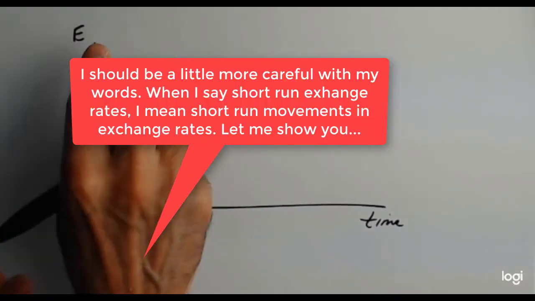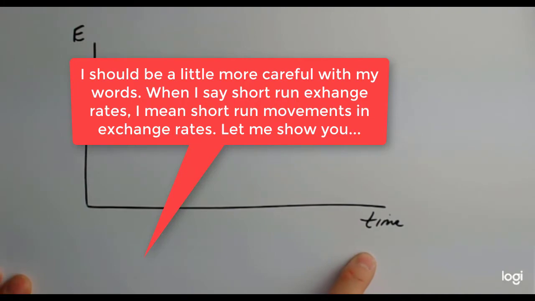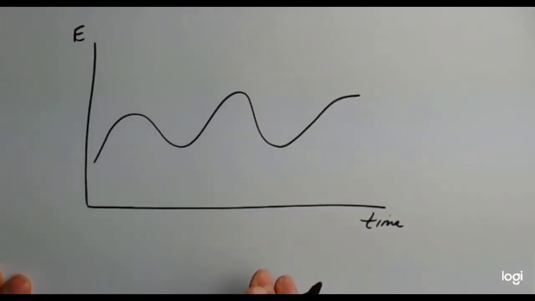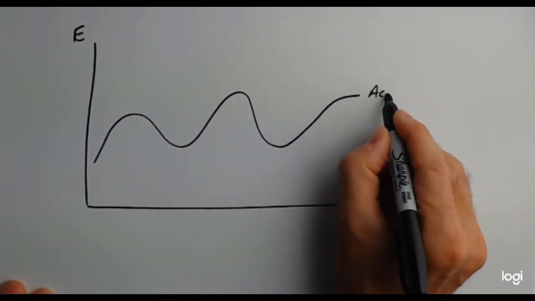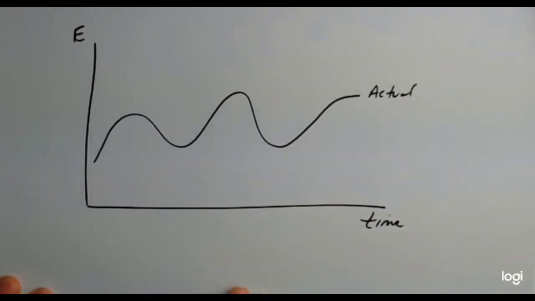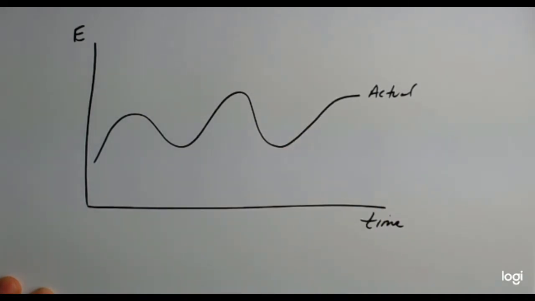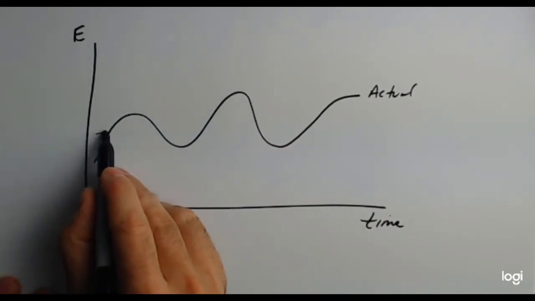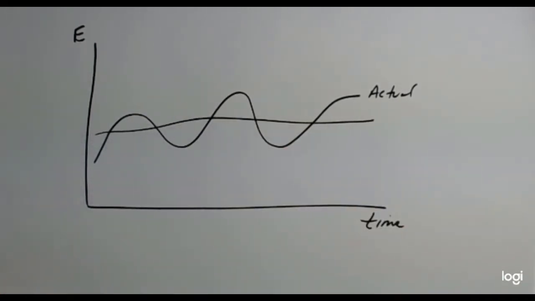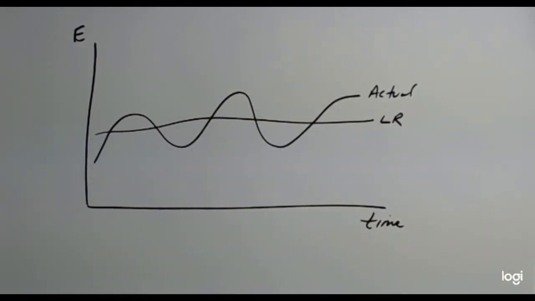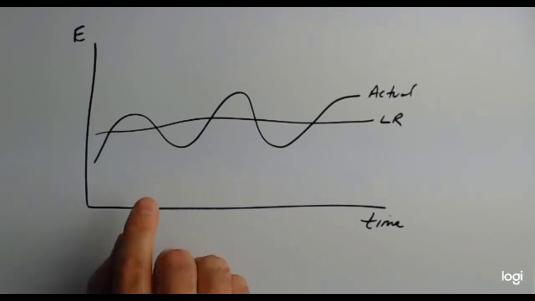So here we have E, the exchange rate. Here we have time. And you know, exchange rates vary frequently. They have quite a bit of volatility. So this would be the actual exchange rate. But that exchange rate is hovering around some type of average that's going on. And so we consider that average to be a long run exchange rate.